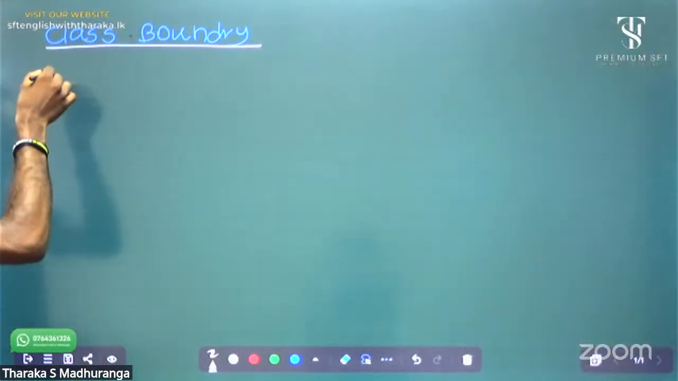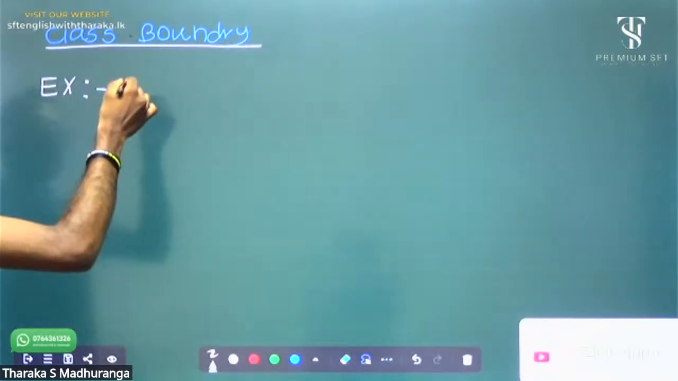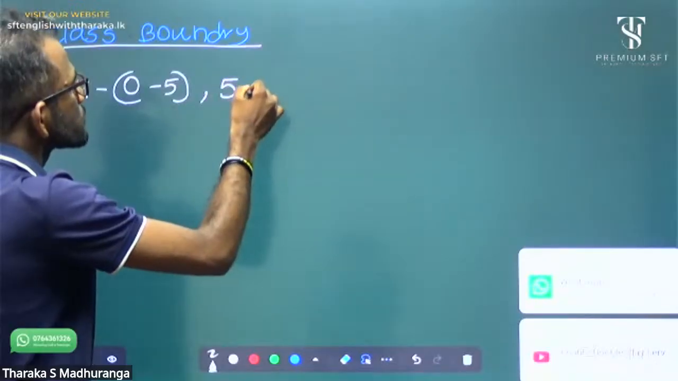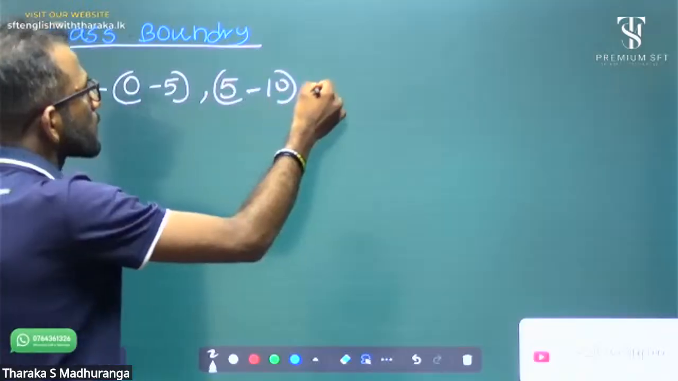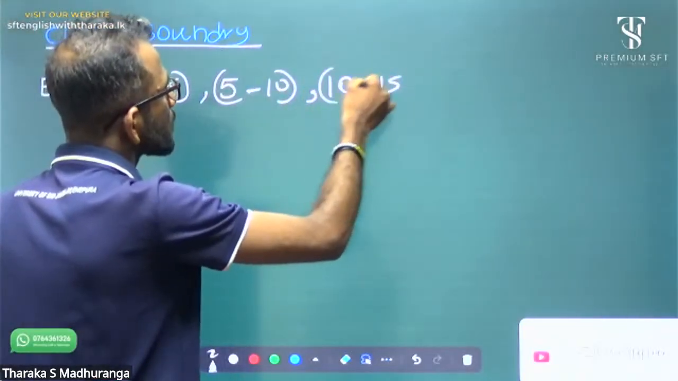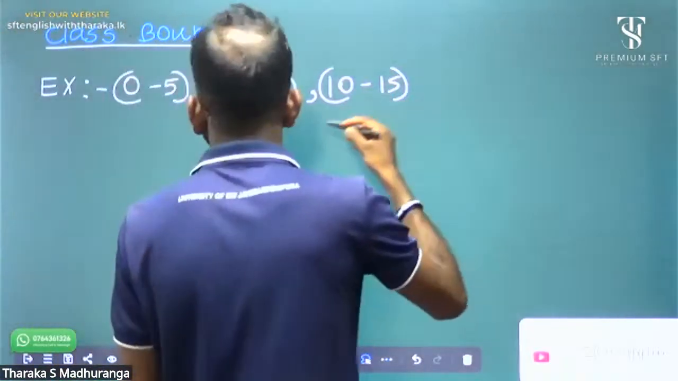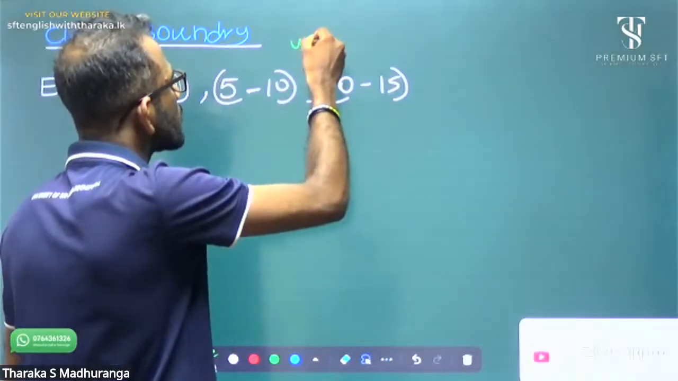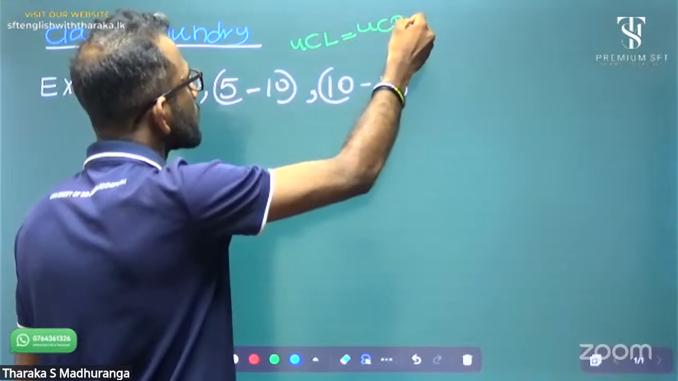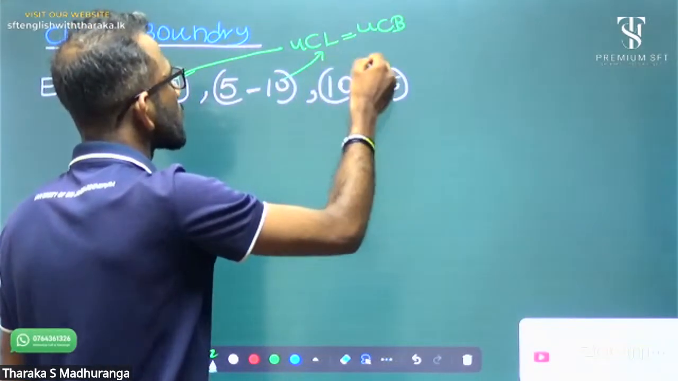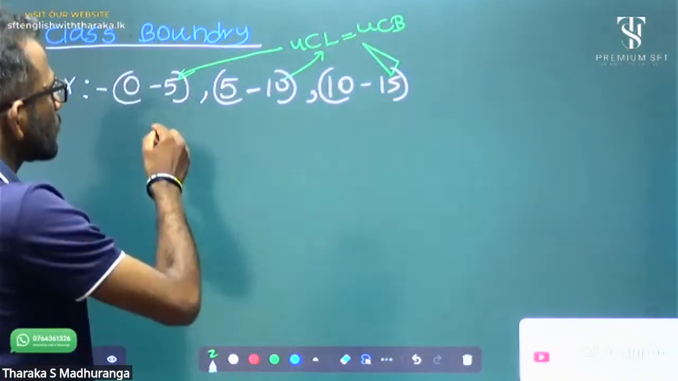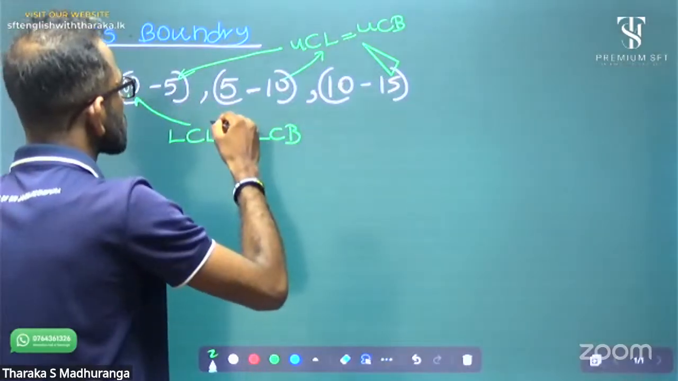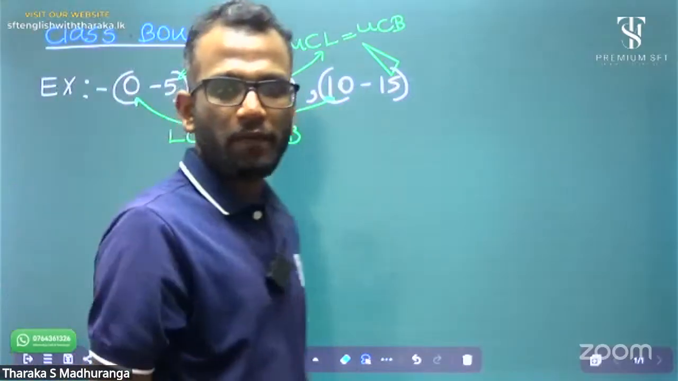Write down an example. Class limits equal class boundaries. The upper class limit equals the upper class boundary, and the lower class limit equals the lower class boundary, LCB. Okay, write down like this.